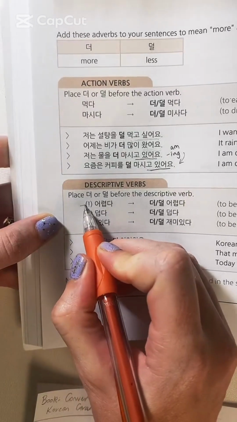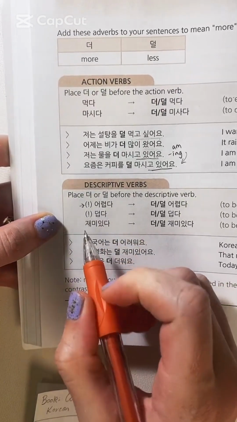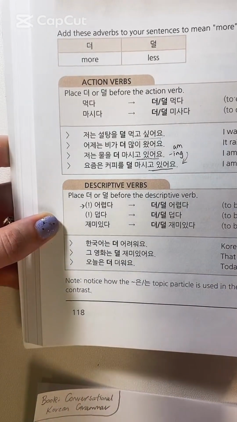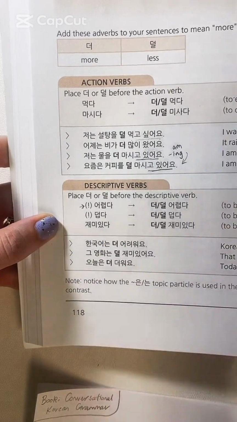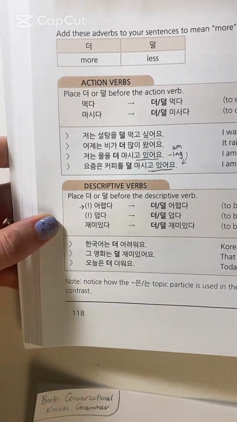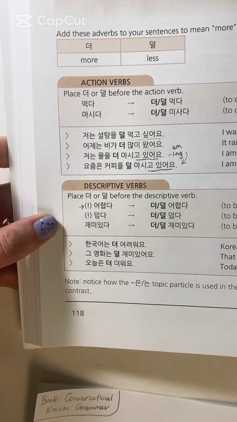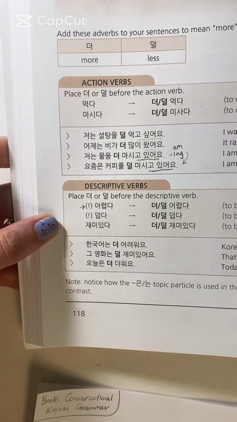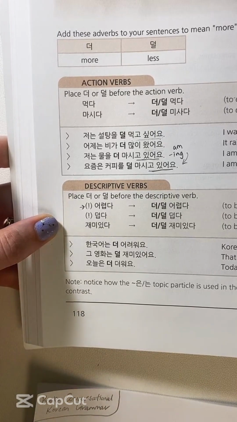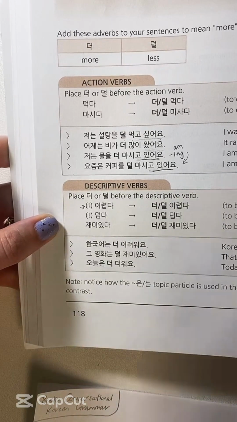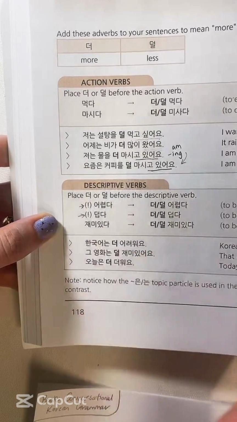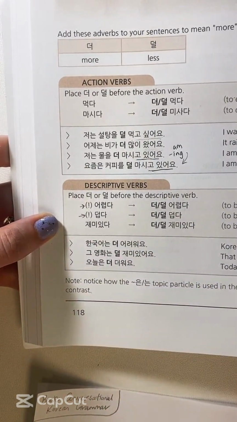And this exclamation mark means that it's an irregular verb. 어렵다 is a 비읍 irregular verb. And if you're not familiar with that, we covered it in a previous lesson, so it's been covered before now. But you can go back and learn about 어렵다 and other 비읍 irregular verbs. This one here, 덥다, is also a 비읍 irregular.